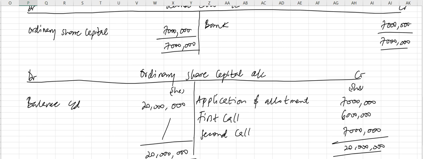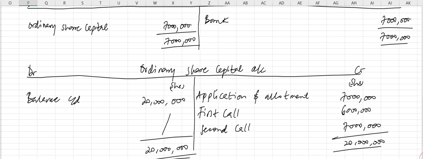Then the second call is the next installment of the share price that is demanded by the company after the first call has been made and collected. If the par value of the share is still not fully paid after the first call, the company can make subsequent calls, that is second call or even third call, and you may even find that there is also a final call, until the entire par value of the allotted shares is collected. So the ordinary share capital, we have that.